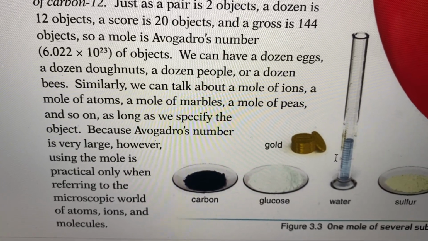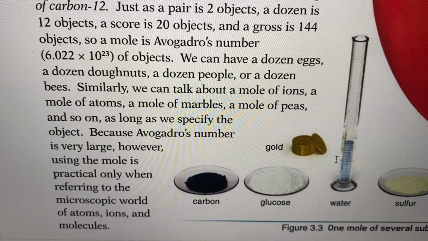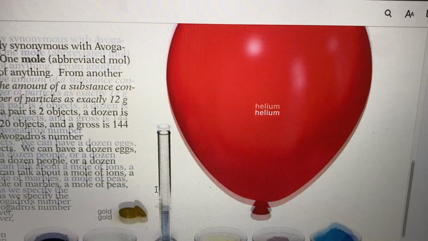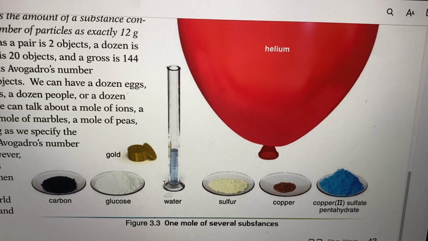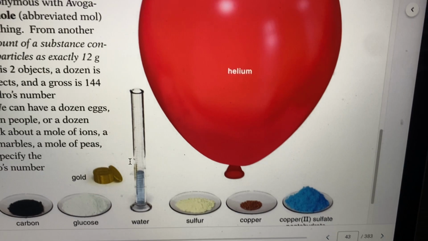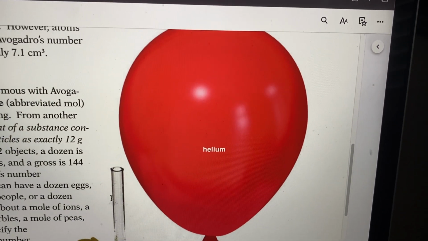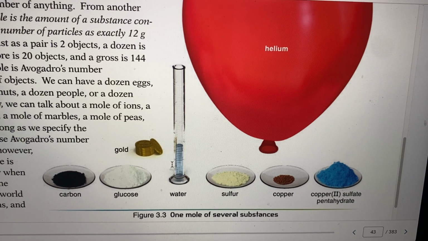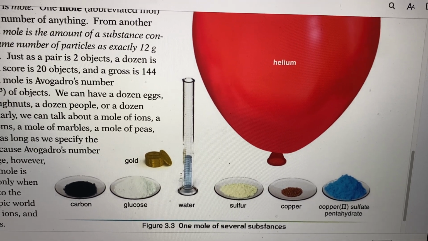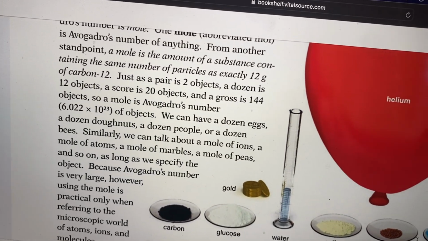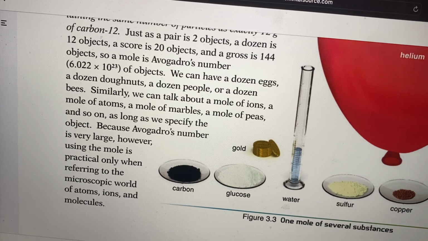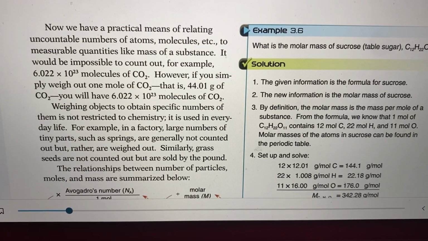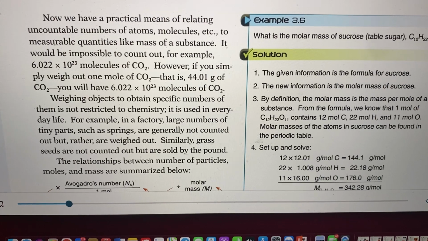Because Avogadro's number is so large, using the mole is practical only when referring to the microscopic world. Here we have a picture: a mole of carbon, a mole of glucose, a mole of water, gold, sulfur, copper, a mole of helium. That's how we can measure it, as a mole. A mole is whatever the tiny atom is times Avogadro's number, which again is 6.022 times 10 to the 23rd. Instead of measuring tiny atoms, which we can't weigh, we can measure a mass of them.